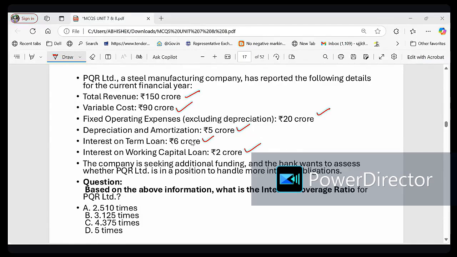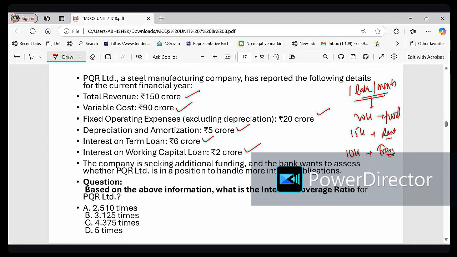Okay, fine, clear. Now friends, let's come back to this question. Let me explain. Imagine that you earn rupees 1 lakh per month. You pay 20,000 for food, 15,000 for rent, 10,000 for transport, and then you still need to pay an EMI of 20,000. So before giving you more loan, would the bank not ask how easily this person can pay their EMI with the current income? That is exactly what ICR tells us.